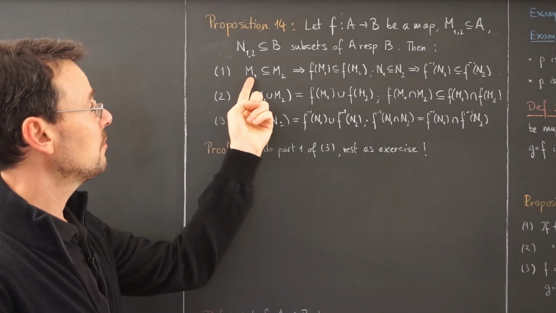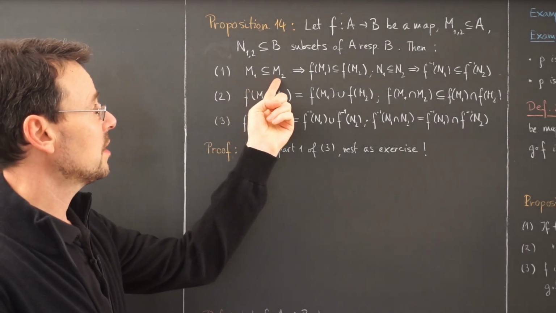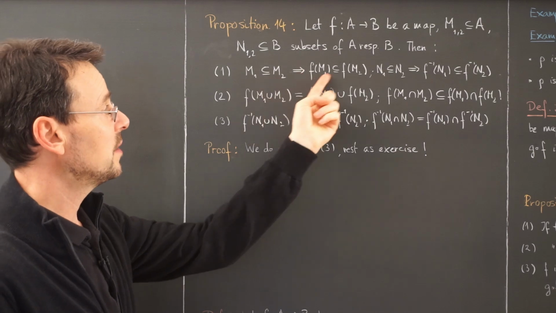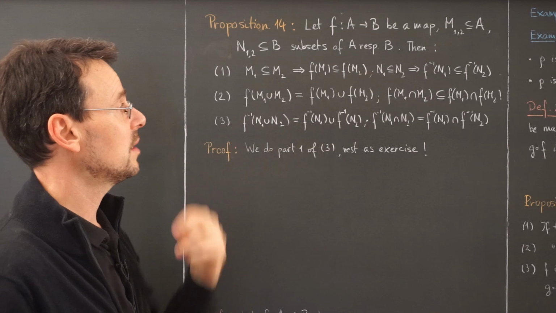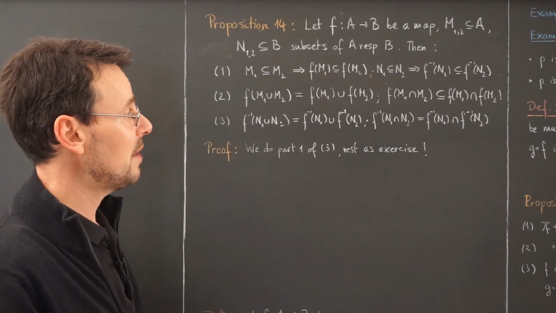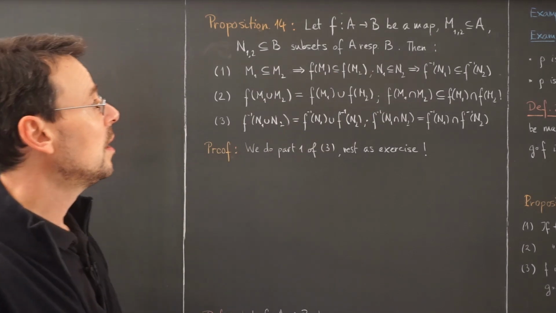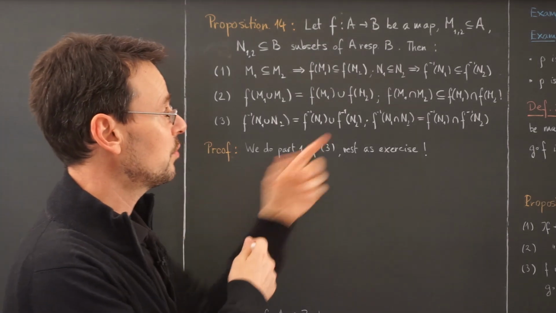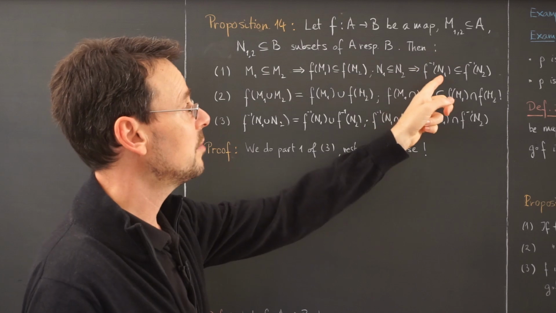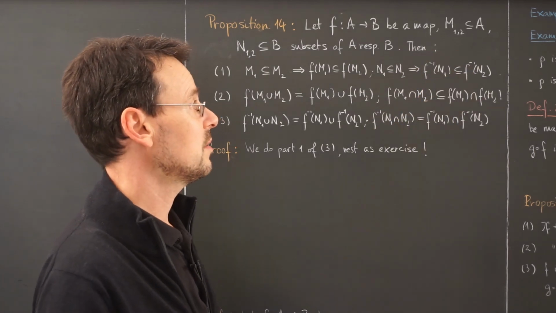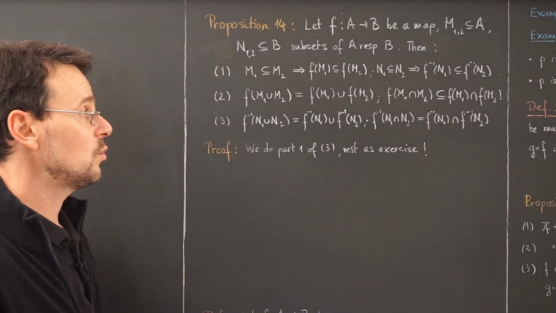First, if M1 is a subset of M2, then so are the images: F of M1 is automatically a subset of F of M2. The same is true for taking the preimage. If N1 is a subset of N2, then the preimage of N1 is a subset of the preimage of N2.